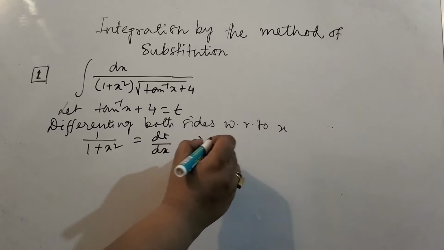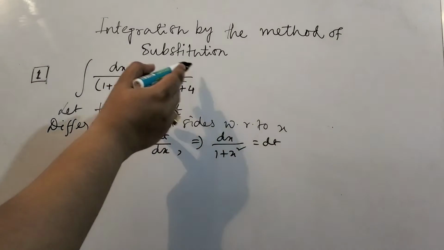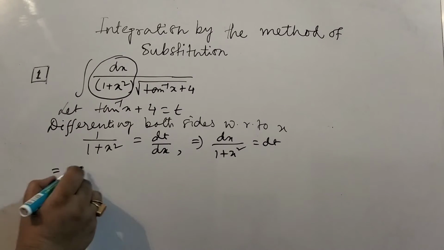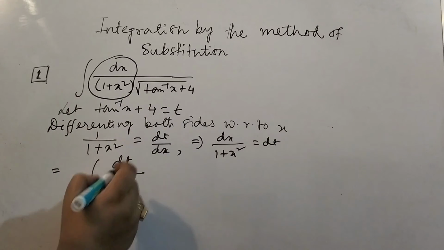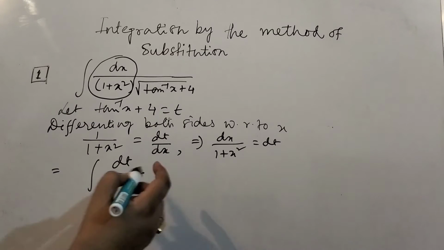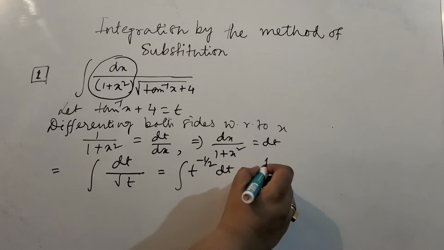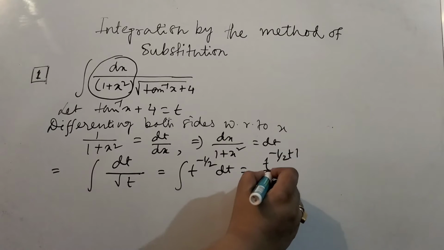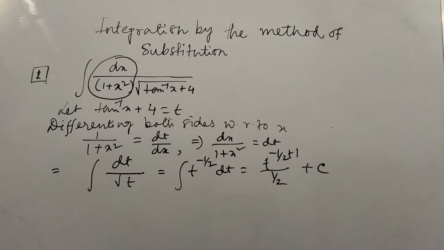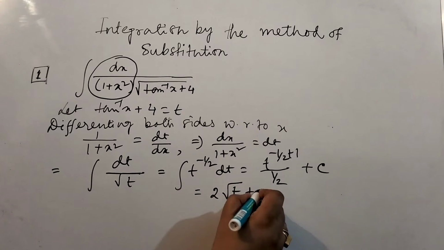So look students, this can be written as dx by 1 plus x square equals dt, and hence this particular expression can be substituted in terms of dt. So here we get dt by root over t, because root of tan inverse x plus 4 is taken as t, so it will be root over t. So this can be written as t to the power minus half dt, right? So this will be t to the power half plus 1 by half after integration, and there will be the constant of integration which will be added to this result. So this will give us 2 root t plus c, right?